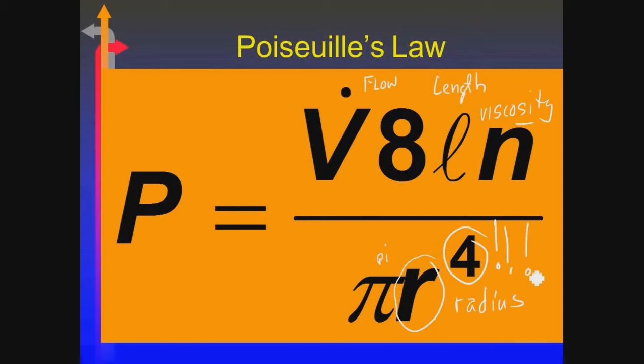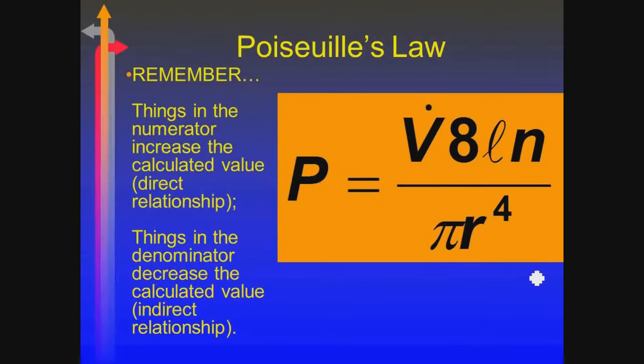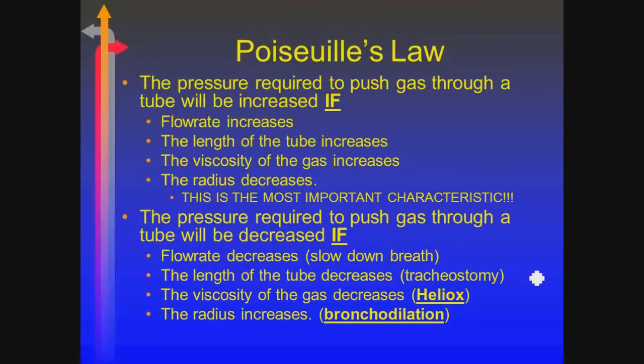Radius. The radius is raised to the 4th power, which means it's going to have the largest effect. And it's in the denominator, so that means it's an inverse relationship with the pressure. Make the radius less, you profoundly need a higher pressure to push it through. Make the radius bigger, it goes down exponentially. Poiseuille's law: different things affect the resistance of the airway and the pressure required to push the gas through. Length, flow rate, viscosity have a direct relationship, radius has an indirect relationship. So pressure required to push gas through a tube will be higher if the flow rate increases, the length increases, the viscosity increases, or the radius decreases, with the radius being the most important characteristic.